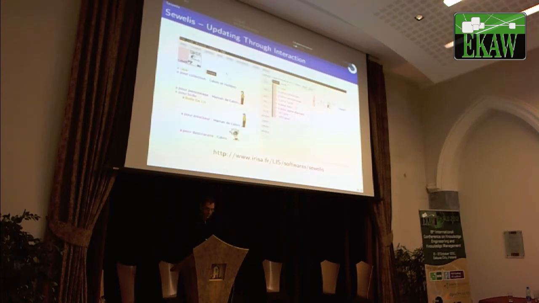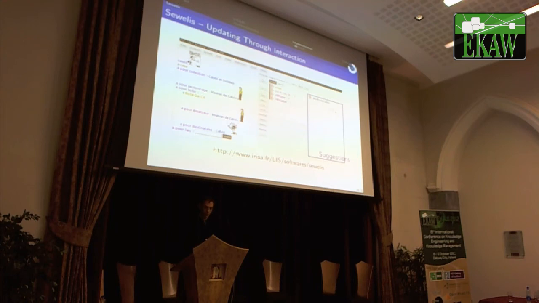So the exact same interface can be used for updating through interaction. The difference is that here, the left part is used for the description of the current object, which will be built according to the same principles as the queries. In the middle, you have the suggestions, so which properties and which classes can be applied at the current focus. On the right, you also have suggestions: what are the possible values for a given property.